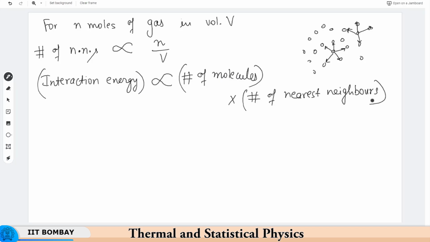Because the interaction energy is a property of a pair. One molecule interacts with another molecule, and if we have more pairs, we have more interaction energy. So we have to multiply the number of molecules by their nearest neighbors. You can see that this is proportional to n times the number of nearest neighbors, which scales with n by V, and this is equal to n squared by V. So this is the interaction energy, or rather A times this, where A is some proportionality constant.